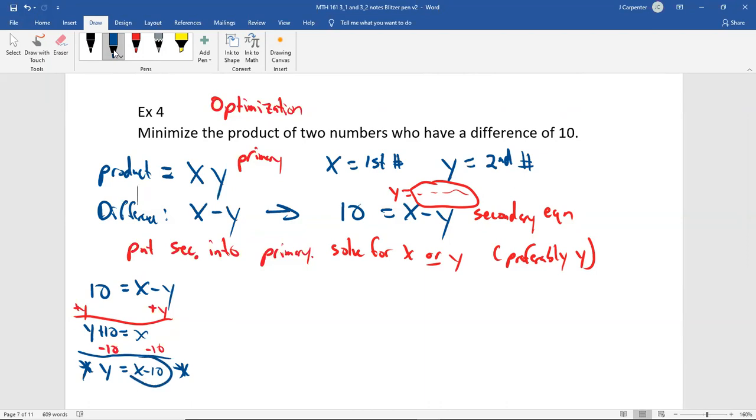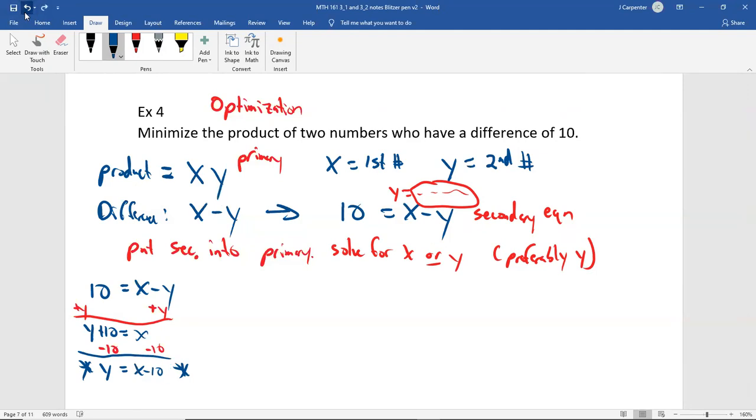We're going to take what y is now equivalent to. We just said y is just the first number minus 10, and we're going to plug it in to where we see a y in the primary. You solve the secondary and you plug it into the primary. How do you know which is which? The primary is the one that you don't know a number about and that you're trying to optimize. See, we knew what this difference was. We didn't know what the product is.